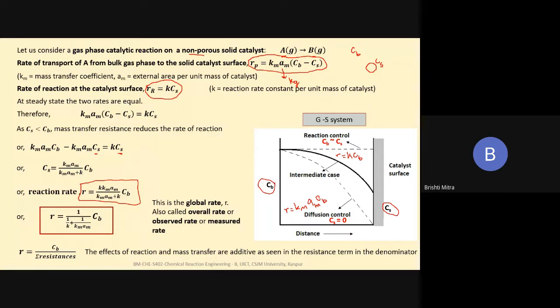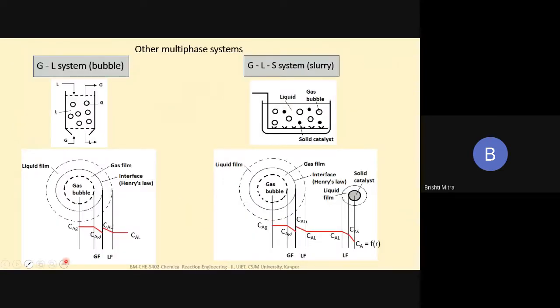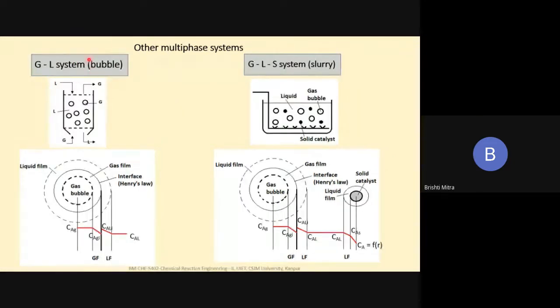Let me go back to my pointer. Okay, so we have a sum of the resistances out here. Now, if you look at other multi-phase systems, what do we see? Here we have a gas-liquid system, which is like a bubble reactor. And here we have a gas-liquid-solid system, which is the slurry reactor.